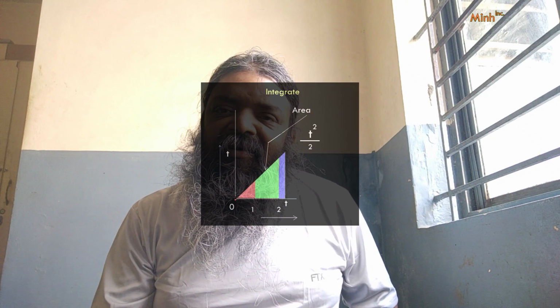Now it becomes a triangle. Day 1, 0 means 0, then 1, 2, 3. So it keeps on growing, it's a slope, and it becomes a triangle. So at the end of T days, the total collection is the area of the triangle. That is T square by 2. So that is the area of the triangle.